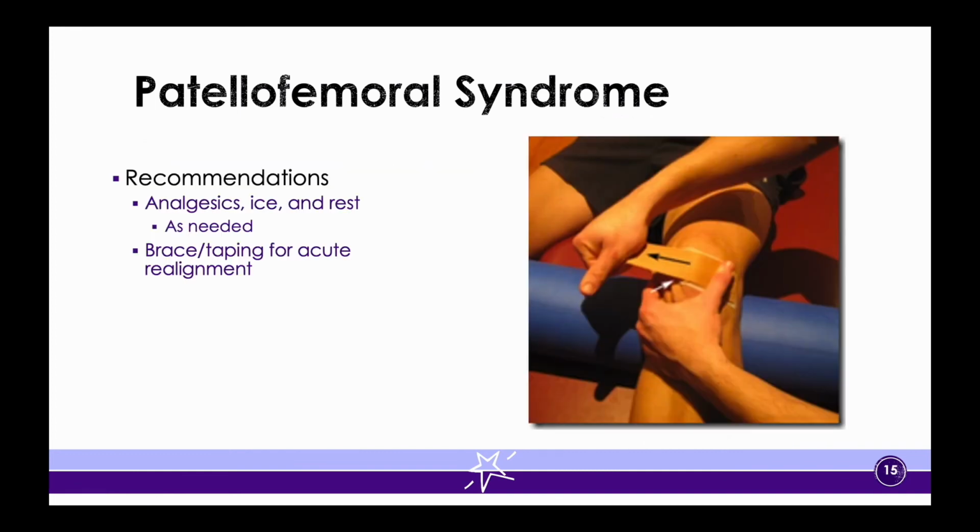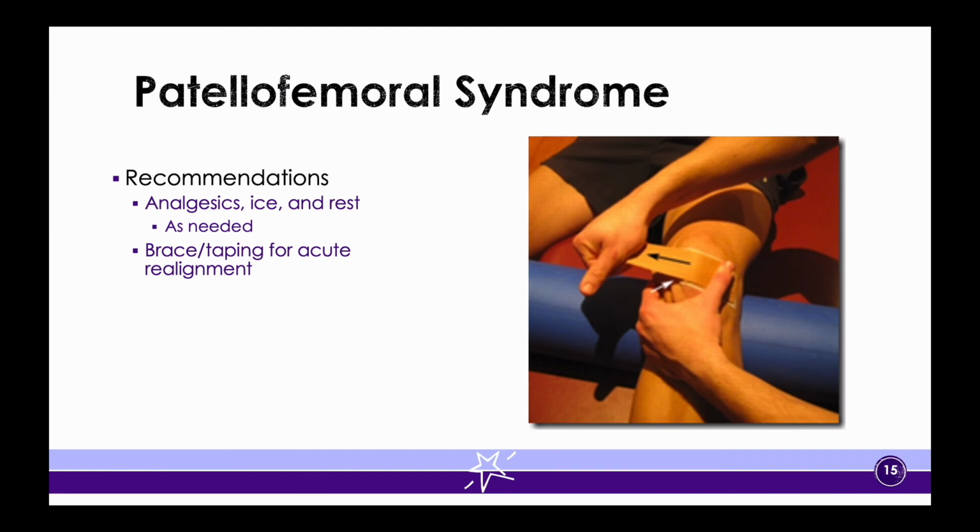So as far as recommendations go, again, we need to take a look at whether we should be actually using anti-inflammatory drugs or painkillers and ice. Resting is advised as far as jumping and hard running, but normal daily activities of walking are encouraged. We can use braces or tape to actually move the patella, and that can relieve a lot of the pain while you're working through the exercises that we'll talk about.